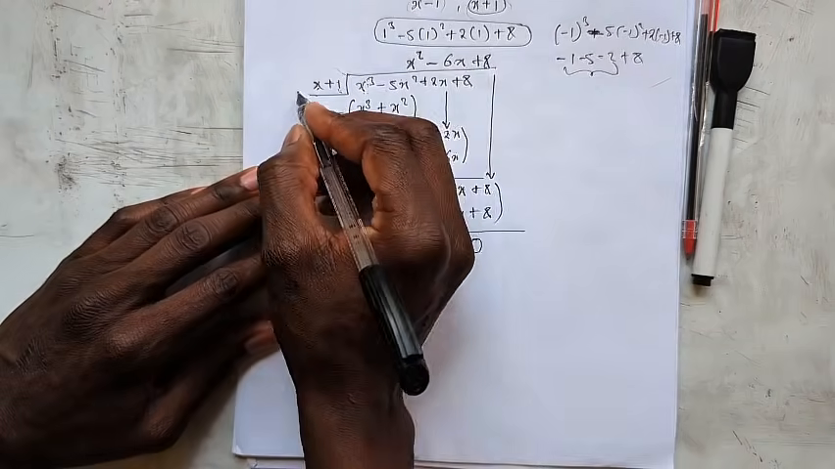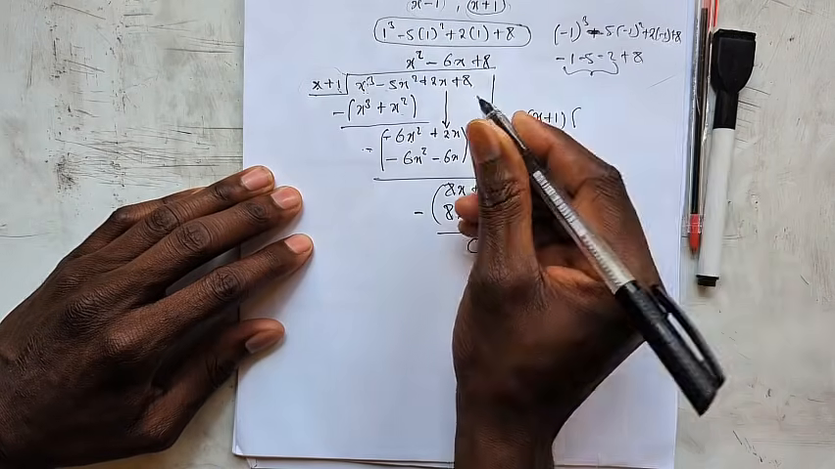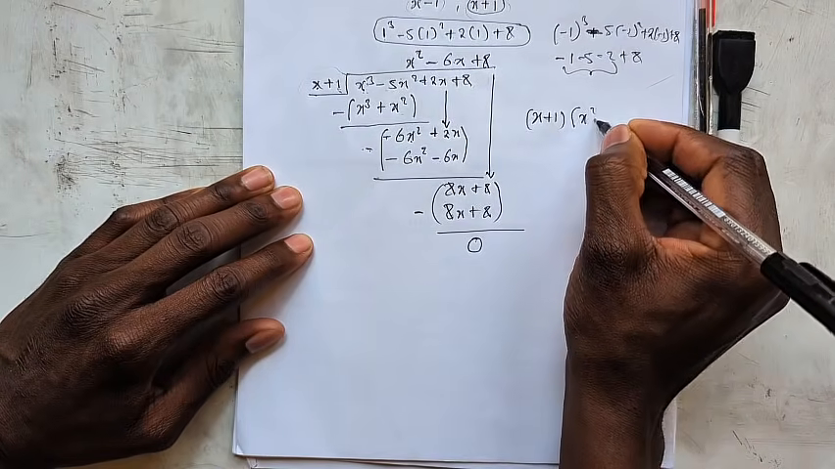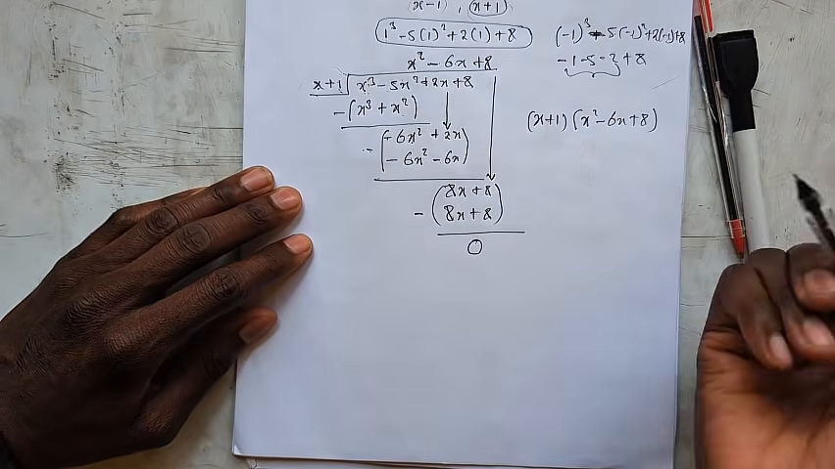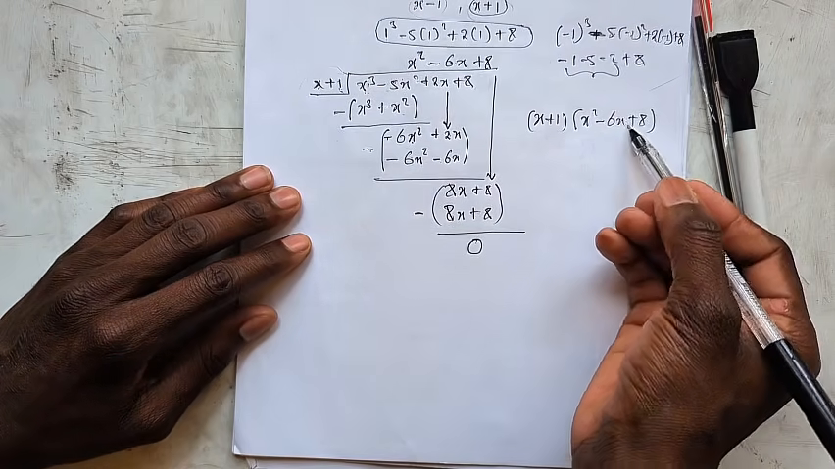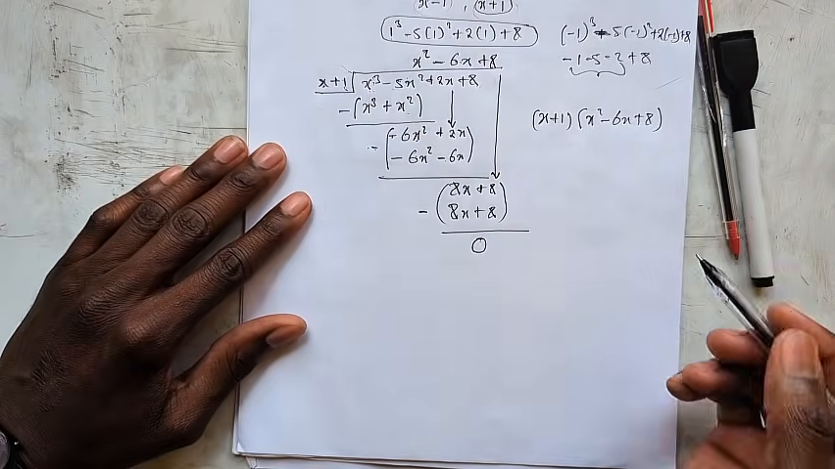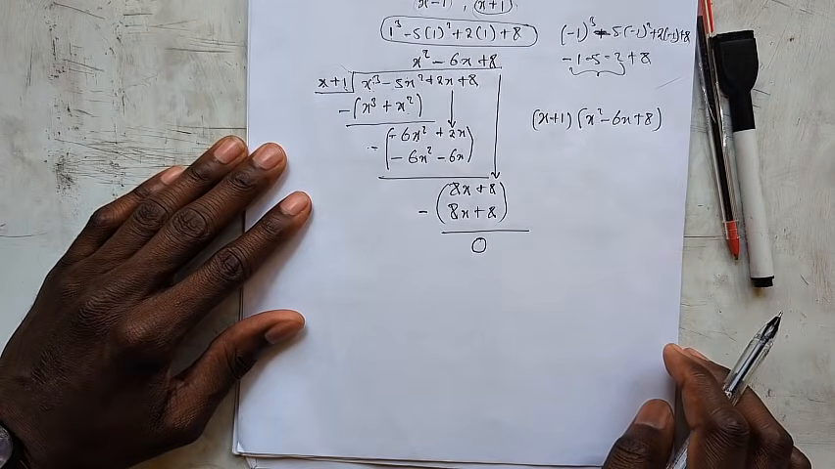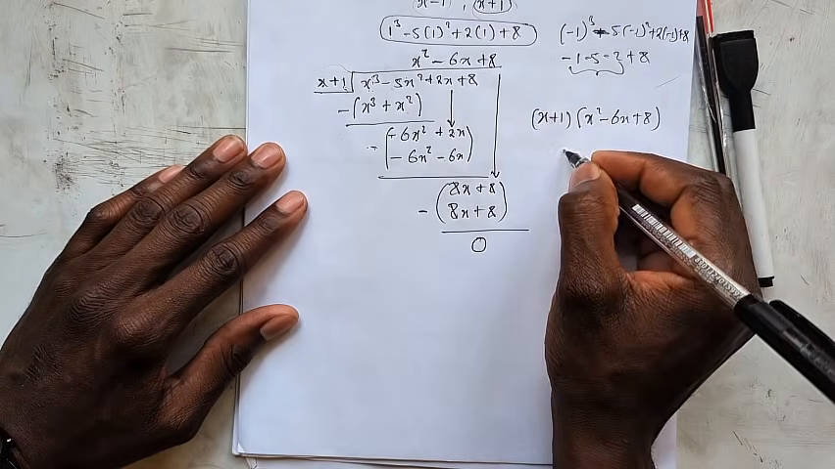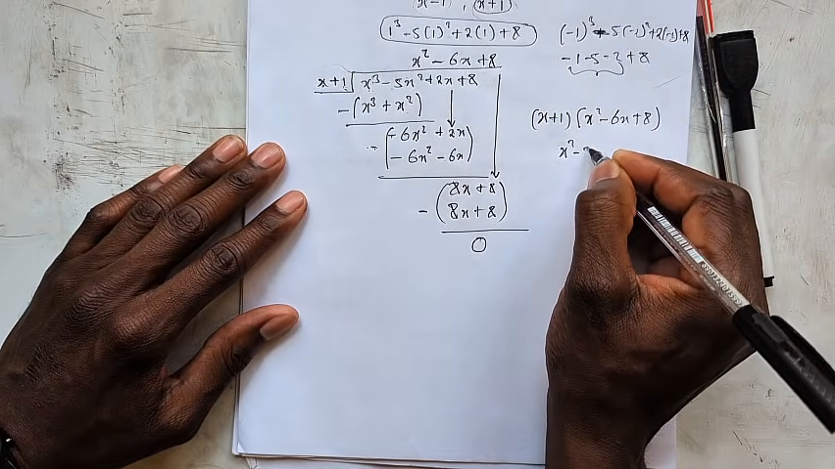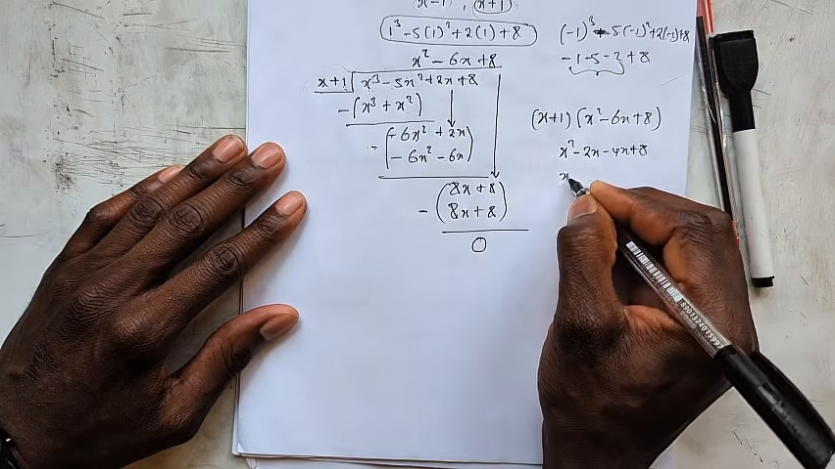So our first factor is x plus 1. Our second factor is x squared minus 6x plus 8. Using simple factorization, I believe this can be reduced. How can you reduce this one? It will be x squared minus 2x minus 4x plus 8. So it will be x.